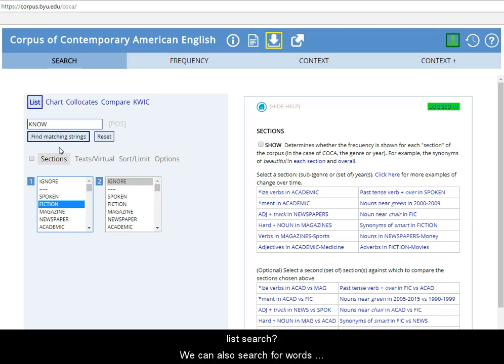Okay, so what else can we do with list search? We can also search for words and compounds that include a particular word. The way we do this is by writing an asterisk on either side of the word. So in this case, let's write asterisk, know, asterisk. What this is doing is searching for any word that includes the string of letters K-N-O-W and is preceded by anything or followed by anything. Let's see what this looks like.